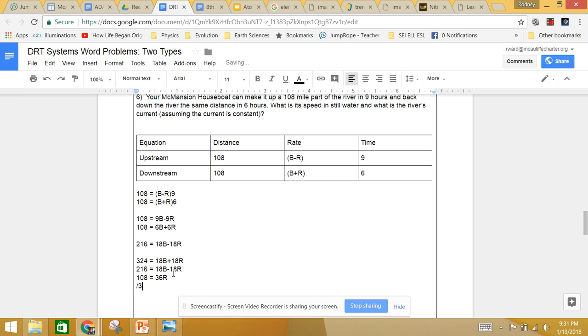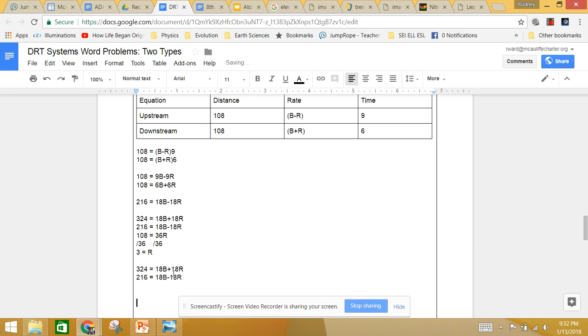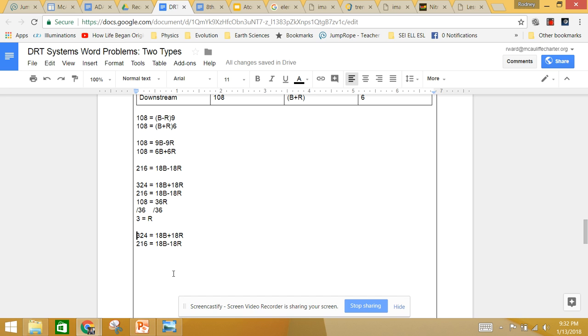Now I'm going to divide both sides by 36. And 108, 36 goes into 108 3 times. So I get 3 equals r. So the river's current is 3 miles per hour. Okay, I'm going to do the same thing with these two equations, only I'm going to solve for b. I'm going to get rid of the r term. So when I do that, I've got opposite coefficients here, so I'm going to add them.